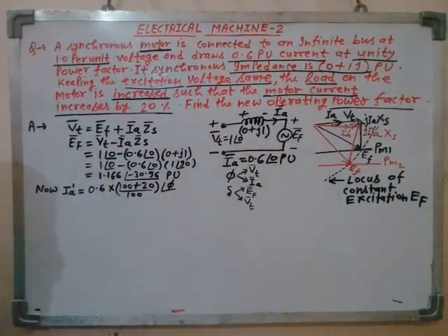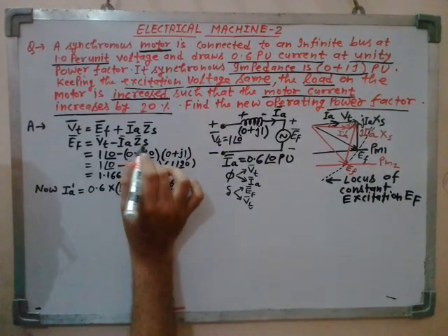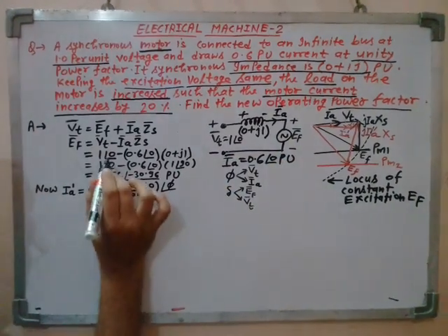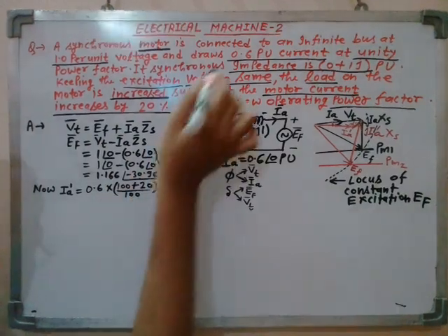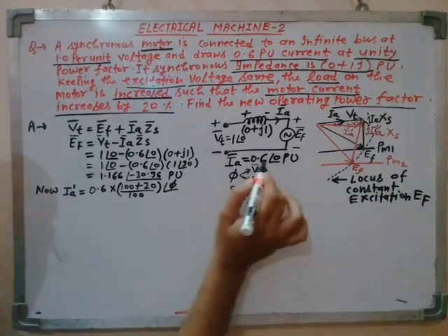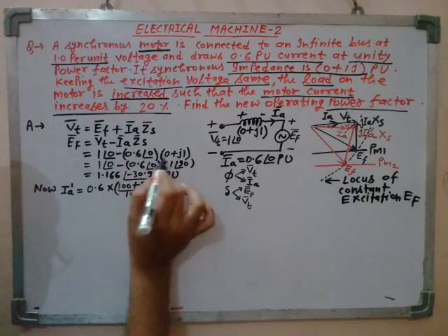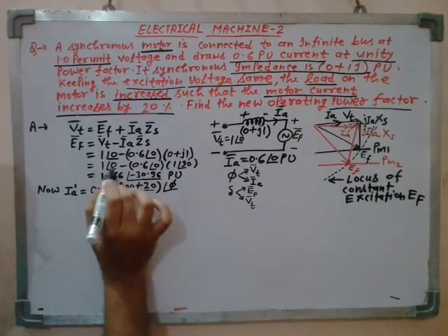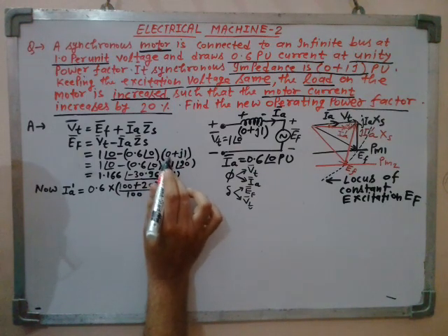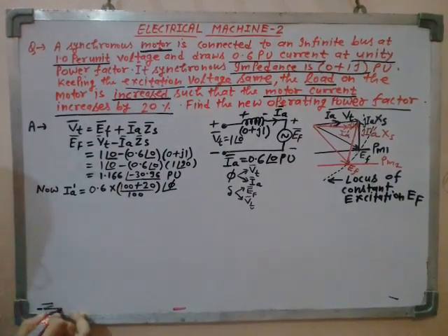Zs is the winding impedance, the armature resistance having been ignored. So Zs is nothing but XS, the armature winding reactance, which is given as 1. Write all the numerical values given in the question. The terminal voltage Vt is 1 angle 0 per unit. The armature current Ia is given as 0.6 angle 0 per unit. And the winding impedance is 0 plus 1j, so I can write it as 1 angle 90. You can further simplify this.